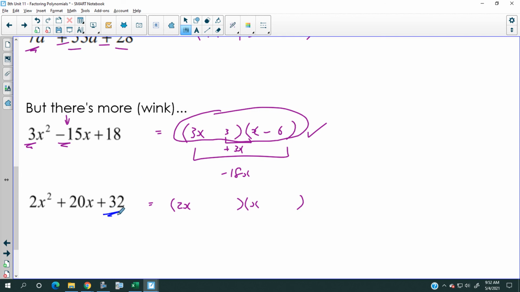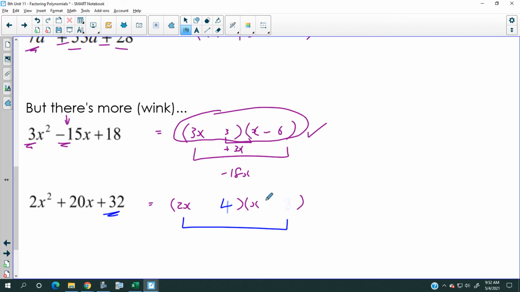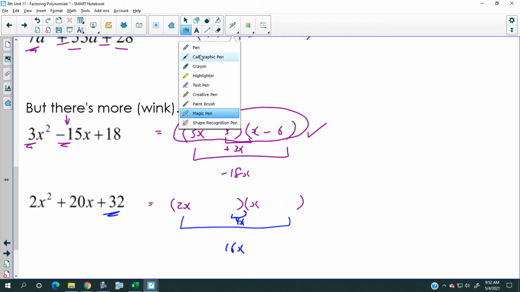Because 8 times 4 is 32, and if I put 8 and 4 here, let's see, that's 16x and that's 4x. They both need to be positive, so there we go.